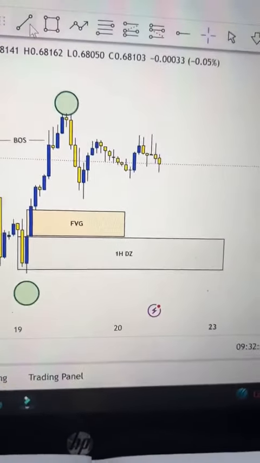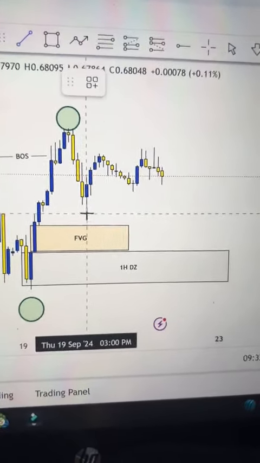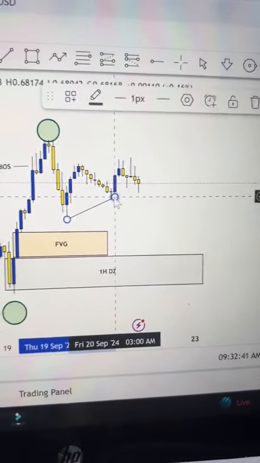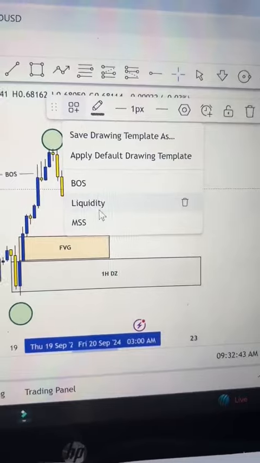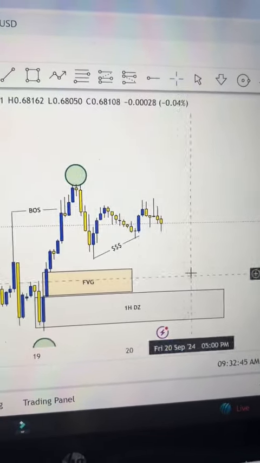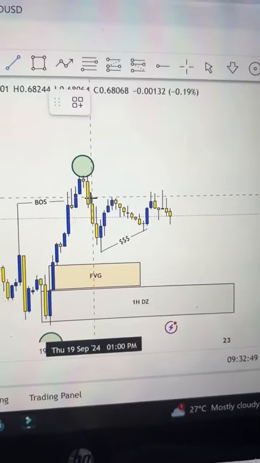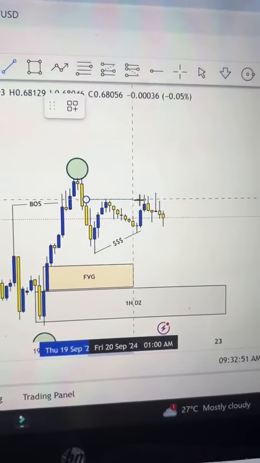Now, to spice things up, we have liquidity. We talk about liquidity. We have trend line liquidity to be swept. The market is creating liquidity to be swept. We also have liquidity at the top. The market has swept it from this region. Double top liquidity, for those trading double top.